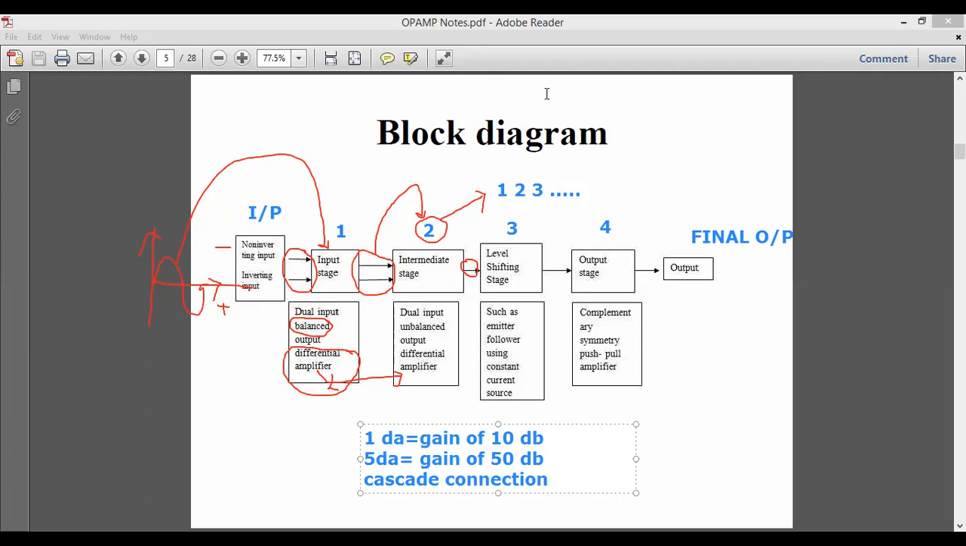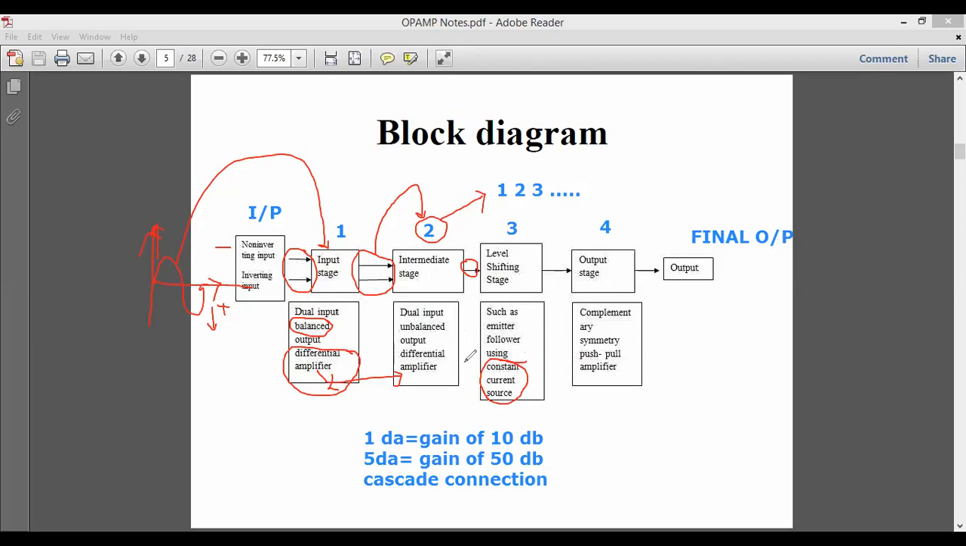Similarly, now in the level shifting stage, you can see an emitter follower. There is one device here that is the emitter follower. The emitter follower stage is used for the constant current that I require for my circuit operation. Level shifting is nothing but your signal level can be shifted either upwards or downwards based on the requirement of the device or the user. So we call it a level shifting stage.